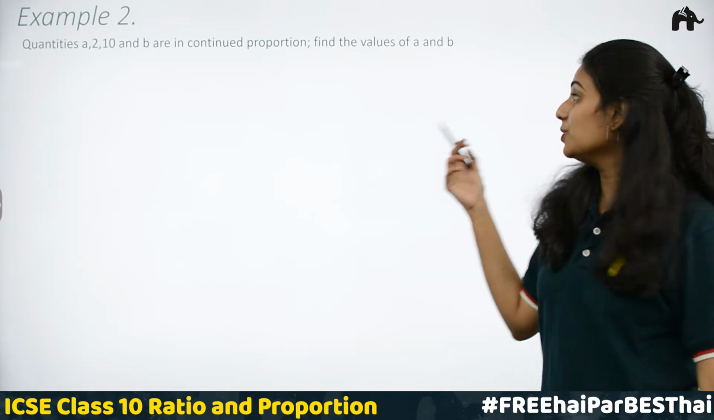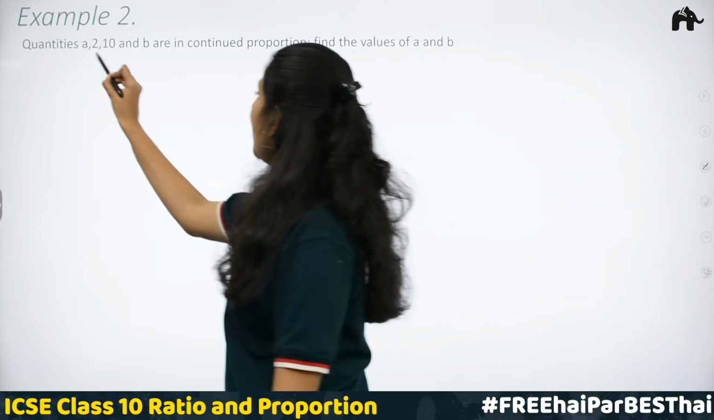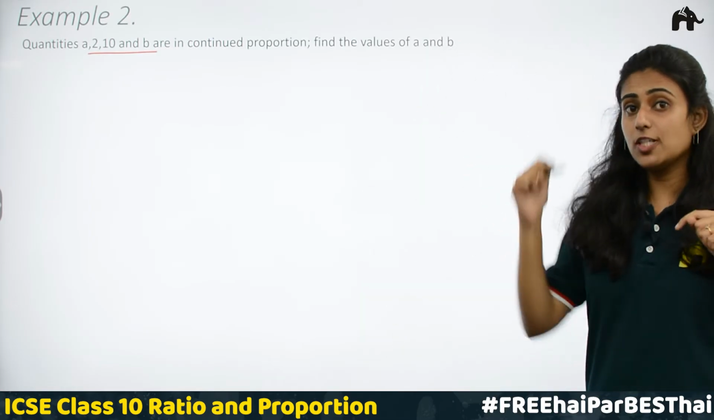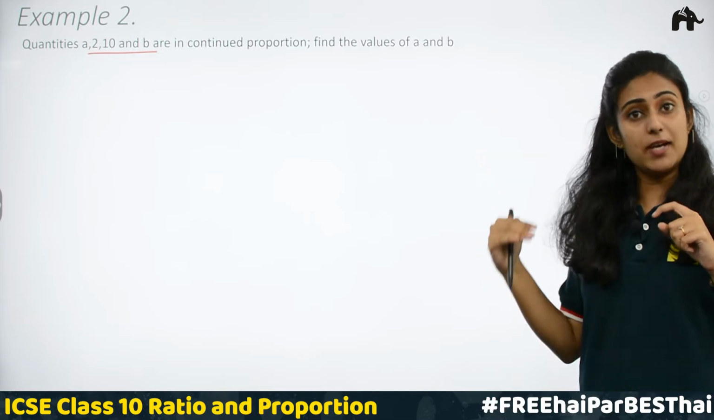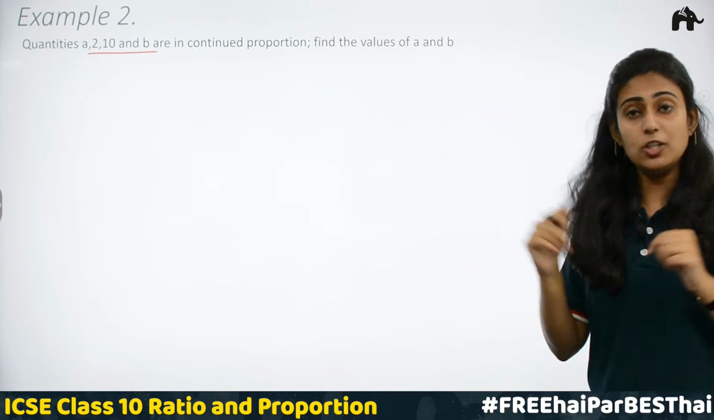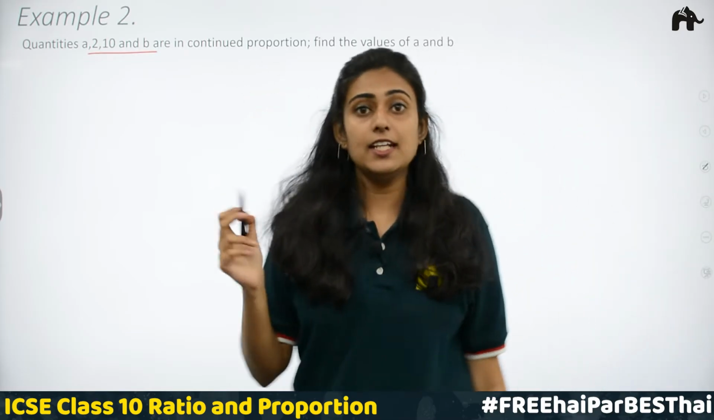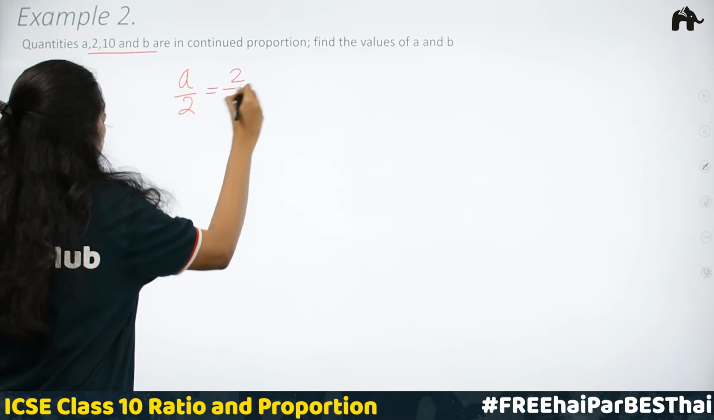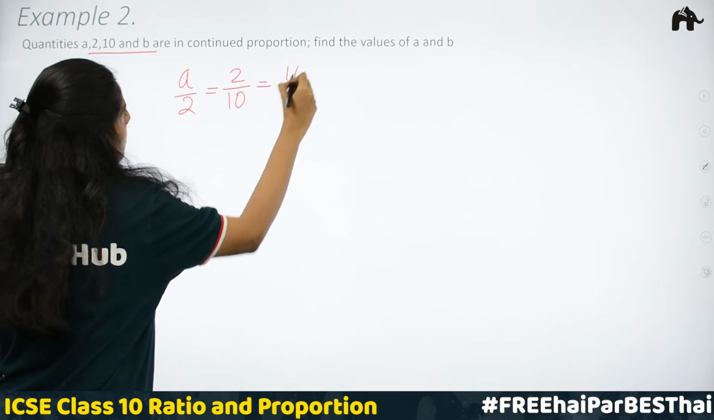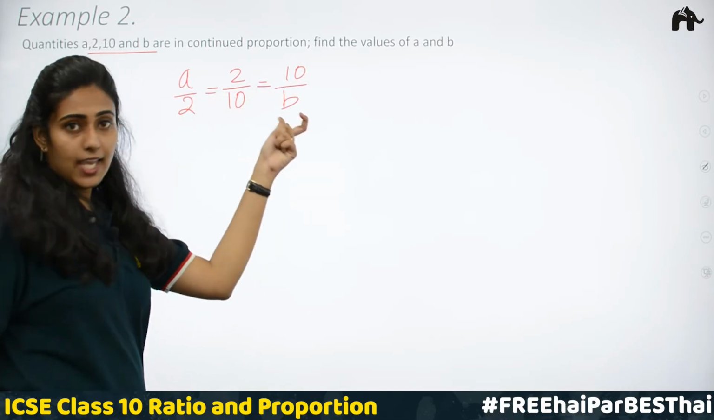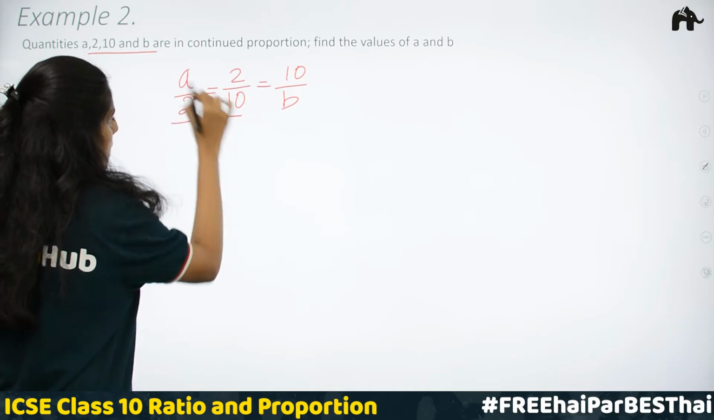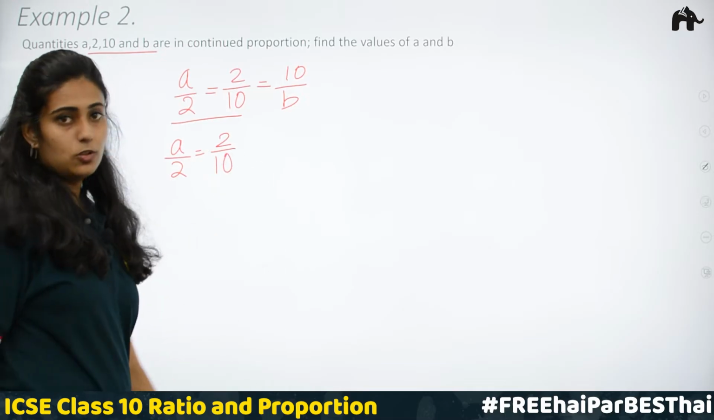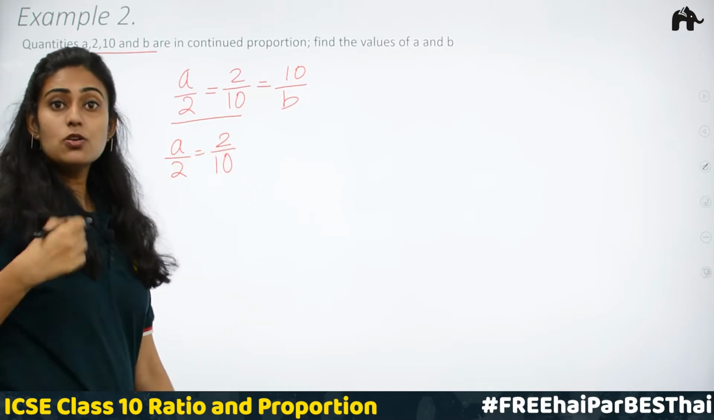Clear? Example 2. Quantities A, 2, 10 and B are in continued proportion. Find the values of A and B. What was continued proportion? A by B is equal to B by C is equal to C by D is equal to D by E, etc. This is what continued proportion is. Here we have 4 terms. In continued proportion, we can write this as A by 2 is equal to 2 by 10 is equal to 10 by B. To find the values of A and B, we can take them separately. First, this part. A by 2 is equal to 2 by 10. Okay. Now, to find A, we need to cross multiply.